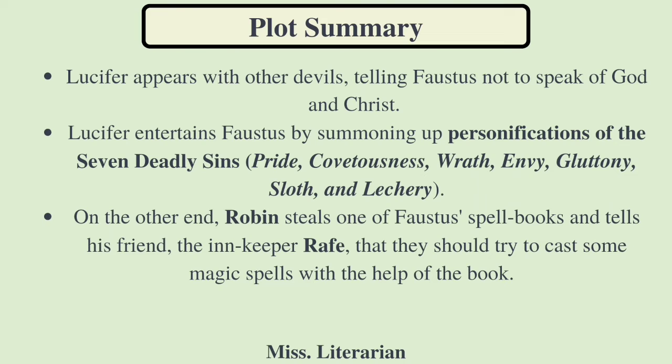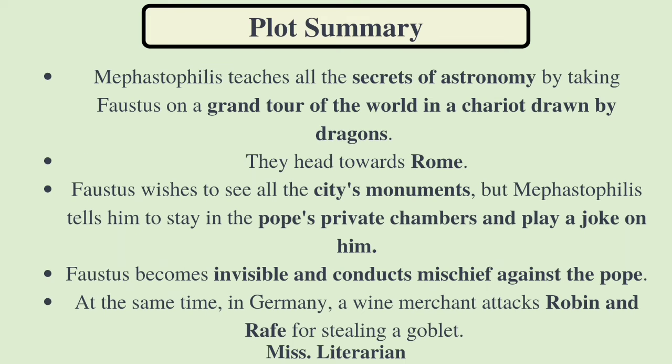Lucifer then entertains Faustus by summoning personifications of the seven deadly sins. He also provides him a book to read and promises that he will show hell to Faustus. Meanwhile, the clown Robin steals one of Faustus' spell books and tells his friend Rafe, an innkeeper, that he wants to cast magic using the spell books. After this, Wagner informs the audience that Mephistopheles has taken Faustus on a tour of the world in a chariot drawn by dragons.